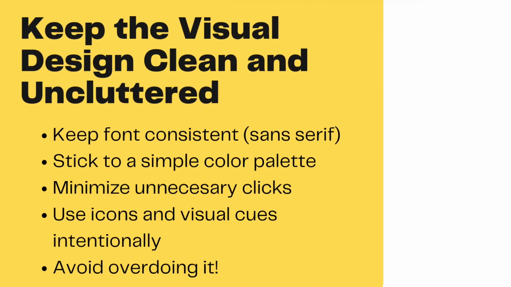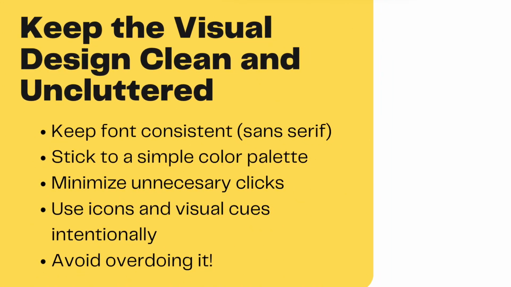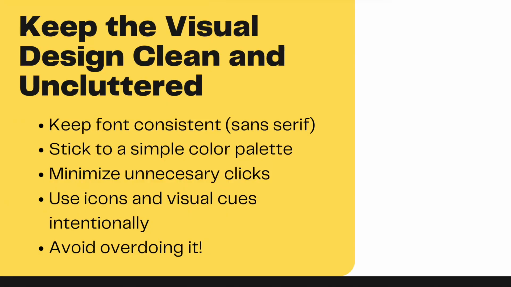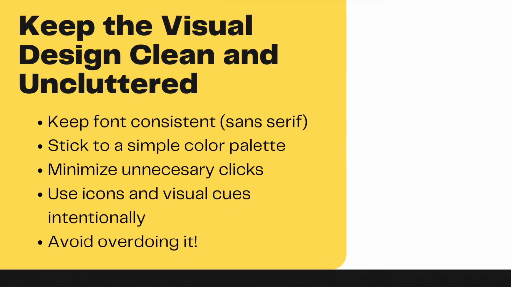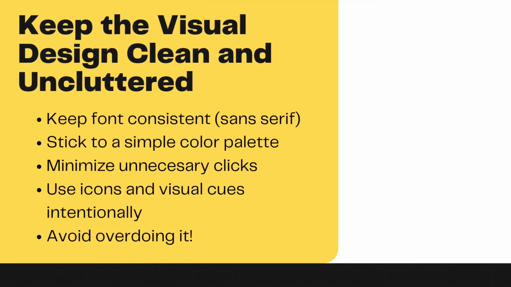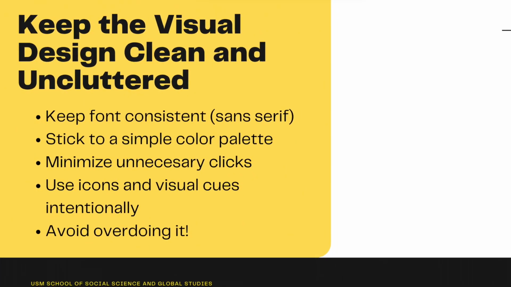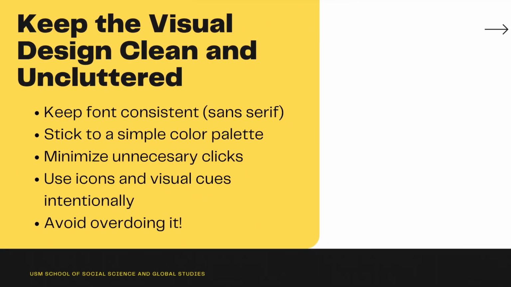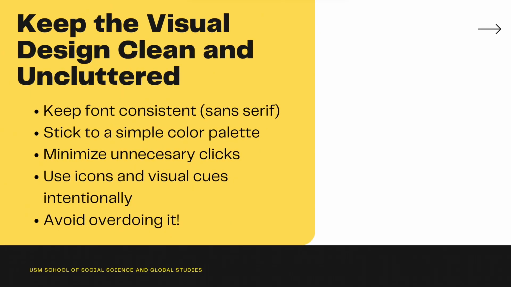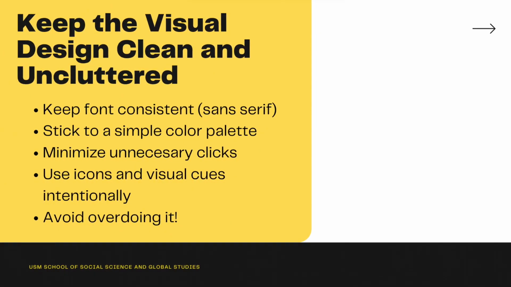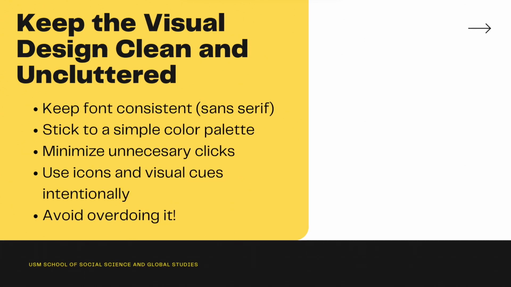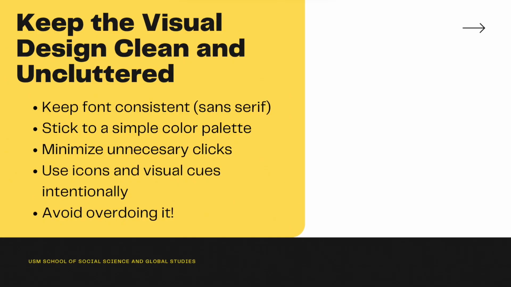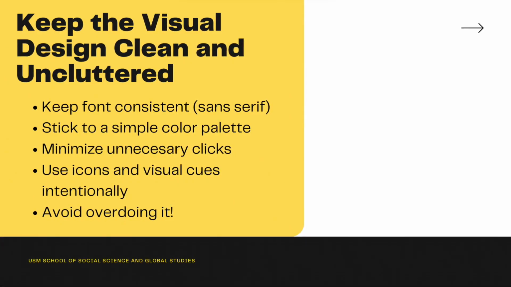Also, try to stick to a simple color palette. Make sure the text contrasts sufficiently with the background and avoid red-green combinations, as these are difficult for many colorblind users to distinguish. Minimize unnecessary clicks. Avoid burying instructions, readings, or assignments behind multiple links or nested folders. Students shouldn't have to click 5 times to find out what's due this week. And avoid clutter and over-design. Believe me, white space is your friend. It helps guide the eye and prevent cognitive overload.